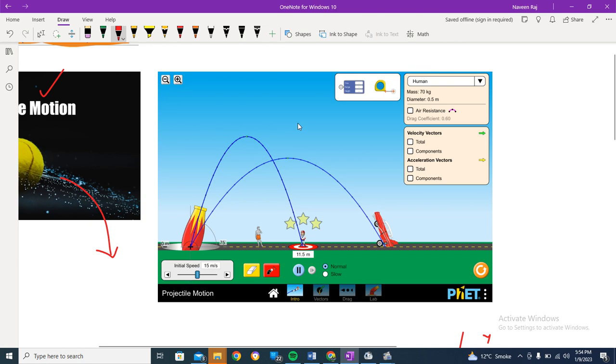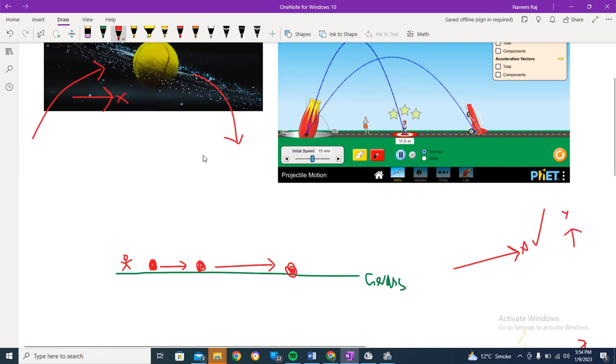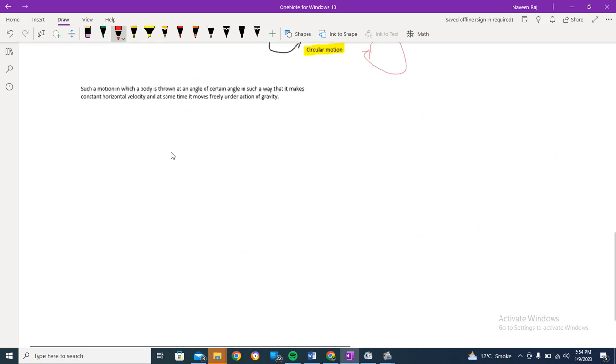Hopefully, after understanding all the concepts of projectile motion, we'll look into this diagram. This is a wonderful diagram. Hopefully we'll do an exercise on it in part 3, with different experiments and different conditions. Right now I'm not discussing this one. Now let's move forward with projectile motion.